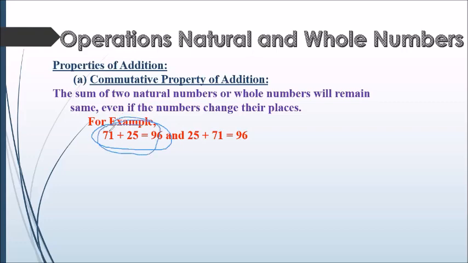Now what I am going to do is change the position of 71 from here to here and of 25 from here to here. What will happen is 25 will come here, 71 will come here. So here you see 25 is coming first. Then we are adding it with 71. The answer is still the same. So the answer is always going to remain same even if you change the positions of the numbers. So this is called the commutative property of addition.